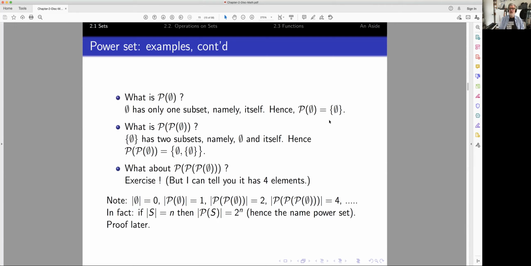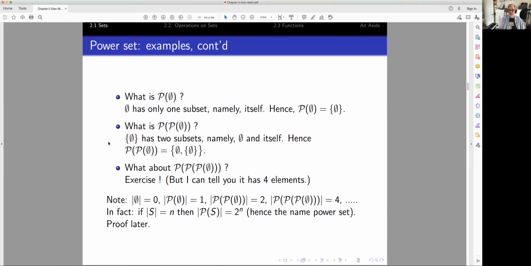Now here's a trick. If you find the bracketing confusing, you can rename the element here. Let's call it little a, for example. This might help. But let's try to do it directly like that. What is the power set of the power set of the empty set? Well, this is my set. It has subsets: the empty set is a subset, and itself, and there's nothing else.